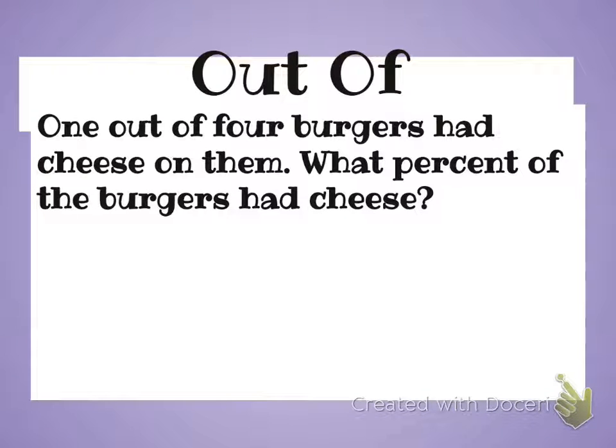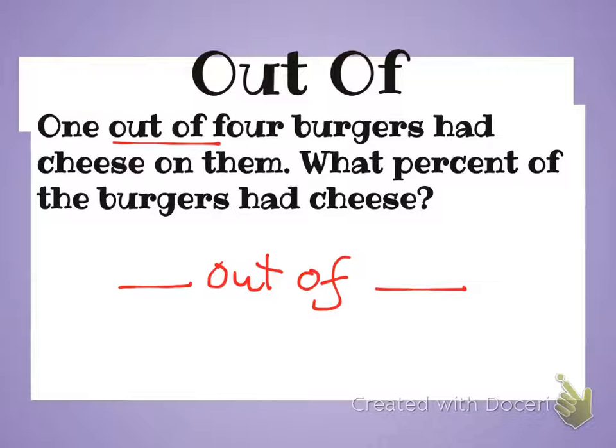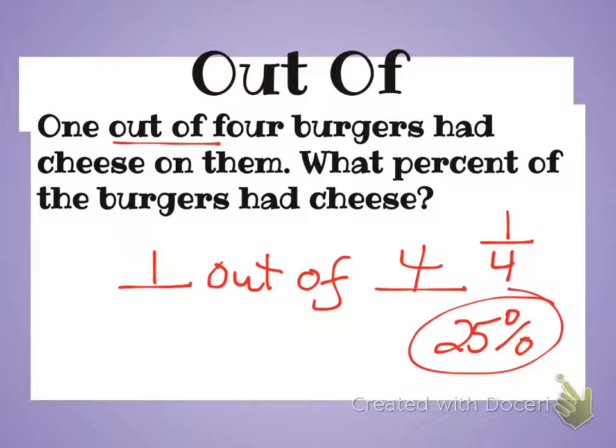Okay, so let's look at this one. It says 1 out of 4 burgers had cheese on them. What percent of the burgers had cheese? So we have an out of question. This one actually says out of, but it's blank out of blank. So how many out of how many? 1 out of 4. That's the same as 1 over 4. And 1 over 4, what's that as a percent? You shouldn't even have to put that in your calculator. 25%. That's one of our memorized ones. Okay?